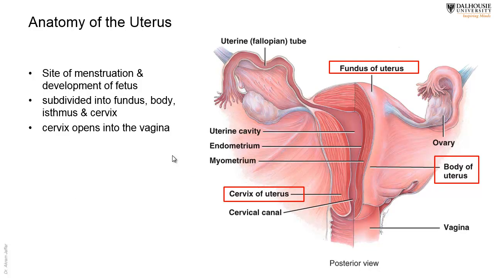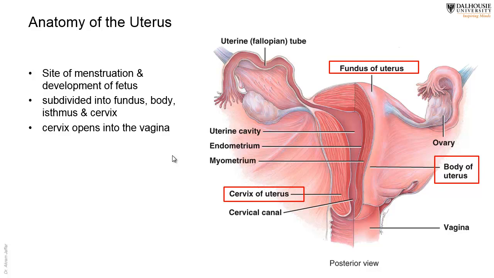The uterus is the site of implantation, development of the fetus, expulsion of the embryo, and it is the site of menstruation. And as you can see here, it's a pear-shaped organ. It has a fundus, which is a dome-shaped upper part. This is the part of the uterus that is above the level of entrance of the uterine tube.